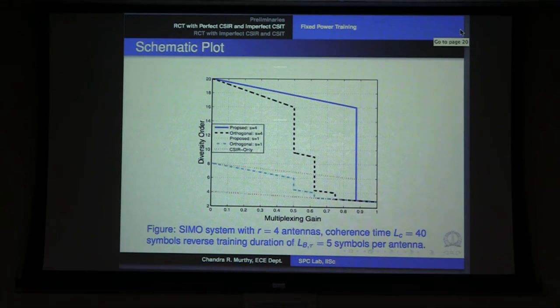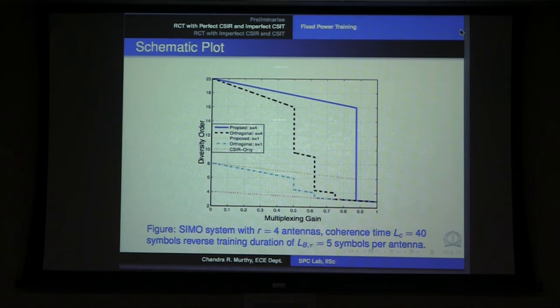So this is just a schematic plot of the equation you saw in the previous slide, which just shows that for an R equal to 4 antenna case, the y-axis is the diversity order, the x-axis is the multiplexing gain. So this is the diversity multiplexing gain trade-off. The blue curve is the diversity multiplexing gain performance of the proposed scheme, while the red dashed curve is the diversity multiplexing gain trade-off of the orthogonal scheme. And you see that the trade-off achievable by the orthogonal training scheme is somewhat worse than that of the proposed scheme.